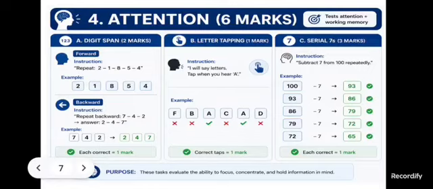In the letter tapping test, the patient is given a haphazard series of letters like F, A, C, A, D, and we ask him to tap when he hears A. If he is able to tap correctly, he is given 1 mark. In serial sevens, the patient is asked to subtract 7 from 100 repeatedly. If he is able to do it correctly, 3 marks will be given to him.